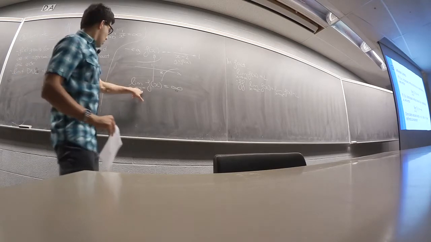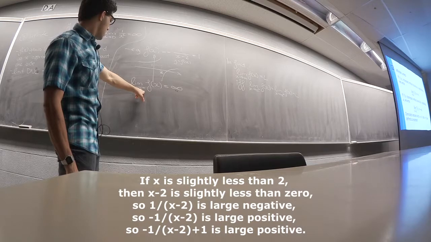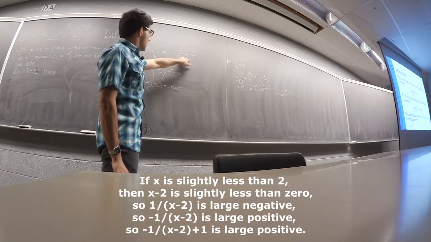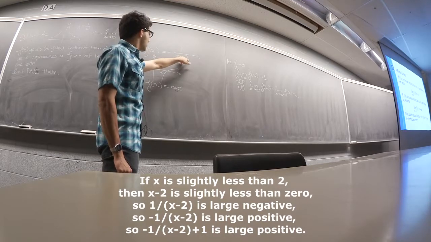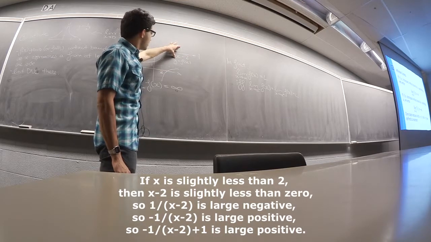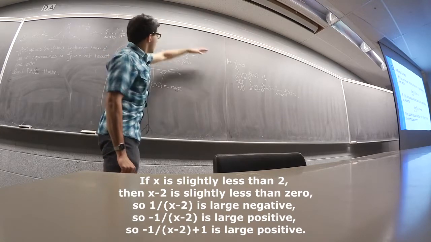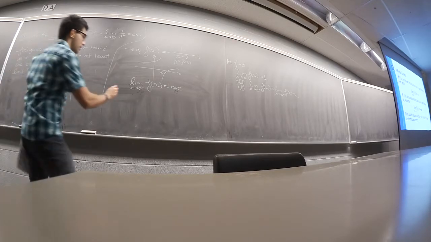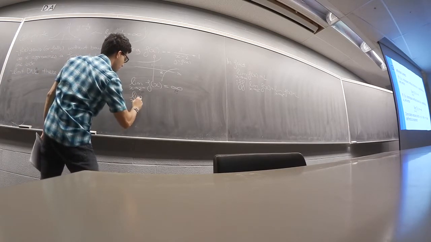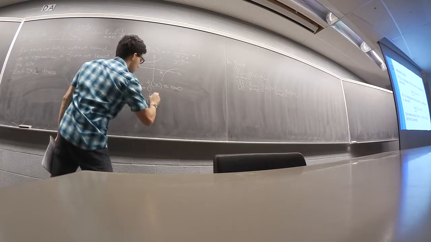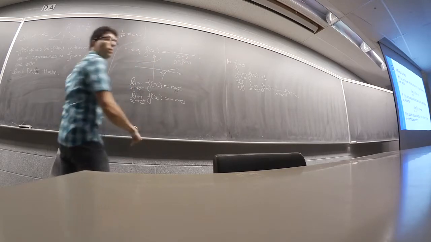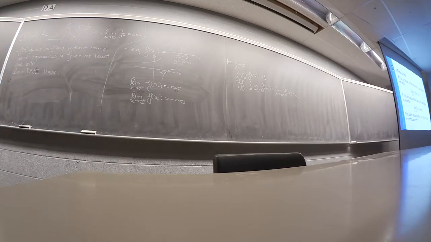Or you can think, okay, what happens if I have a number that's just under 2? If I have a number that's just under 2, this is a tiny negative number. This is a huge negative number. This is a huge positive number, and the whole thing is a huge positive number, so it makes sense that it blows up. From the other side, from the right, we write minus infinity. Because as we approach 2 from the right, it blows down. Decreases without bound.